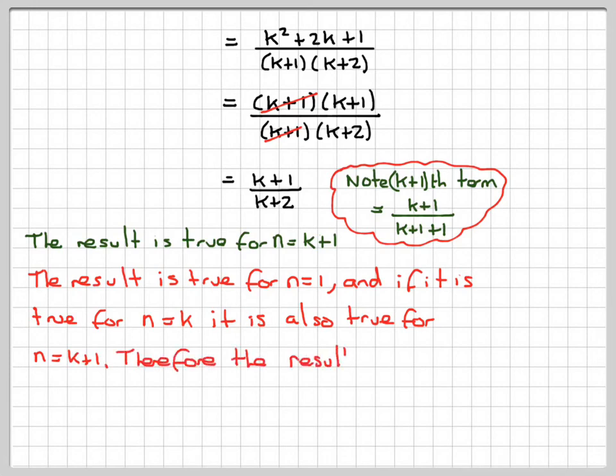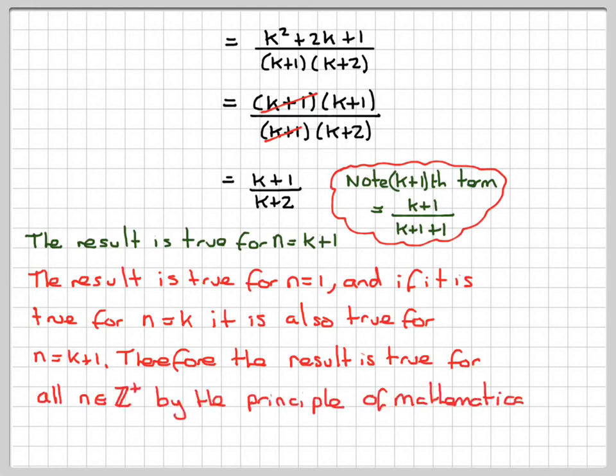Therefore, the result is true for all n belonging to positive integers by the principle of mathematical induction. So basically, if it's true for 1, then it's true for the next value, which is k plus 1. If it's true for 2, then it's true for the next value, which is 3, and then so on for all positive integers.